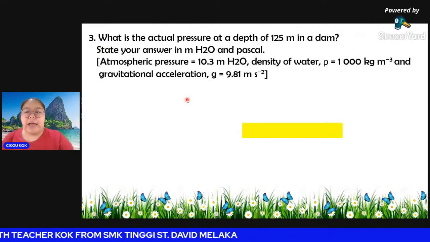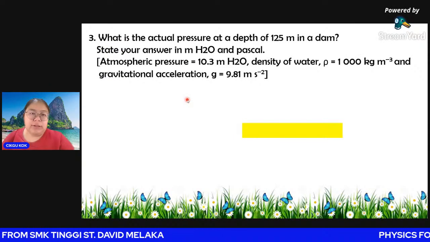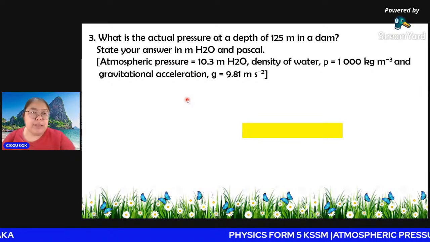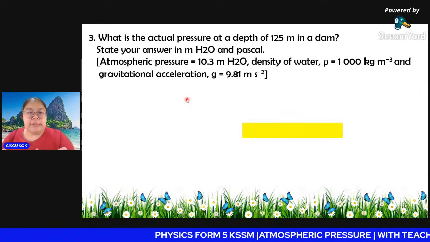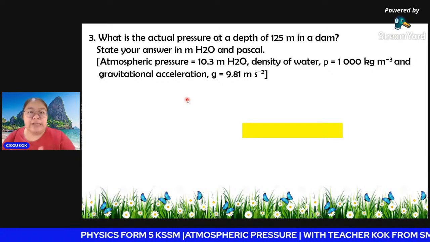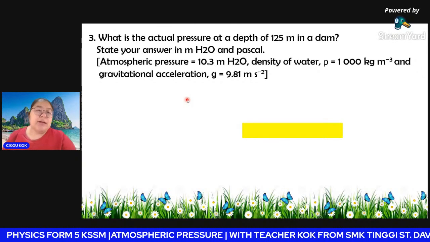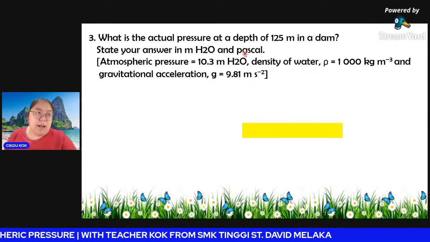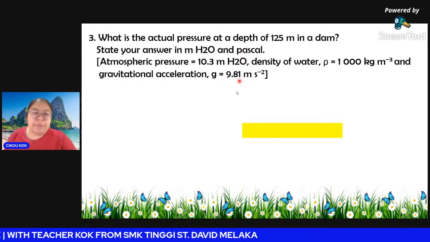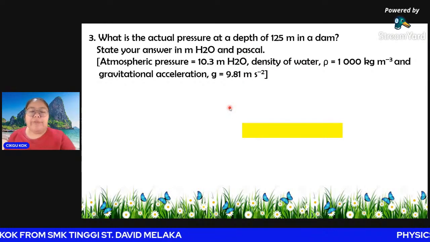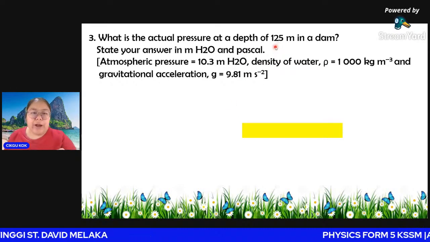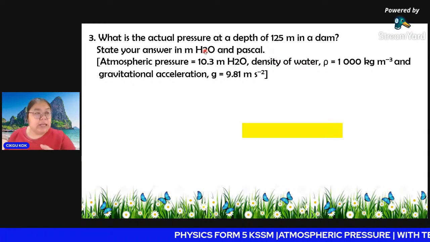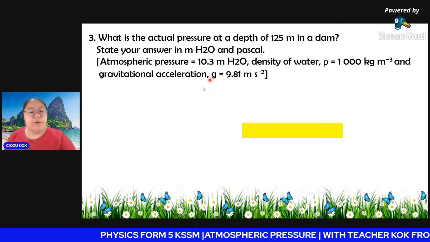What is the actual pressure at the depth of 125 meter in a dam? Remember, a dam. Now they say the actual pressure at the depth 125 meter. State your answer in meter H2O and also Pascal. Remember, I told you already, if the depth is 125, you need to state the answer in H2O first. Later, we convert to Pascal.